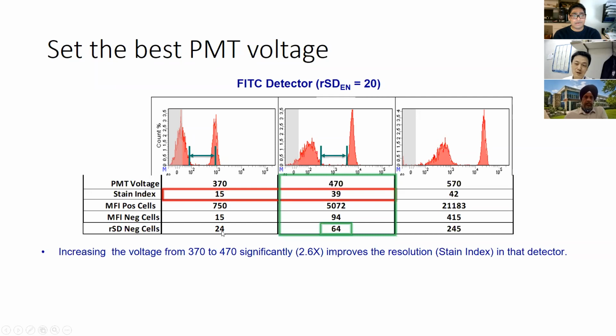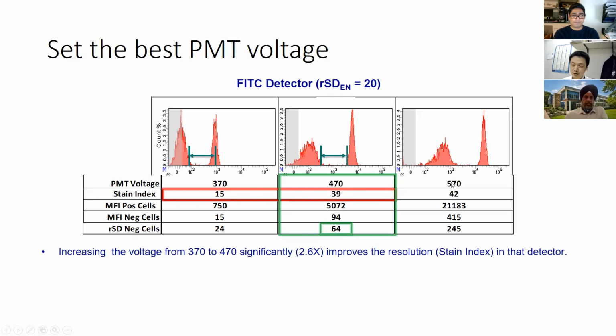So this one is not good. Now we go to 470. The stain index increases from 15 to 39. The robust standard deviation of the negative is going to 64, so it's higher than 50.